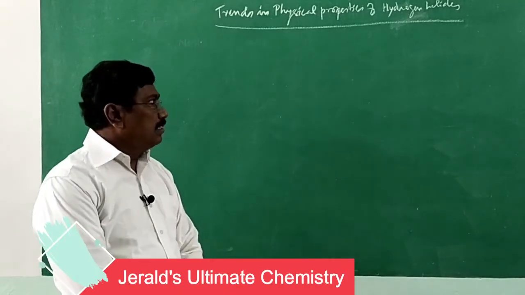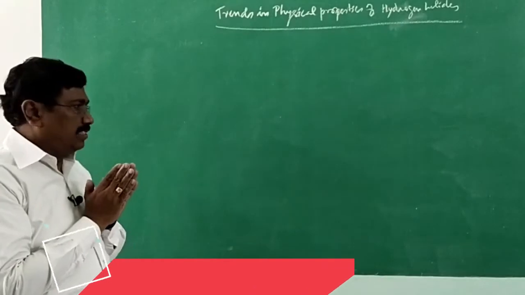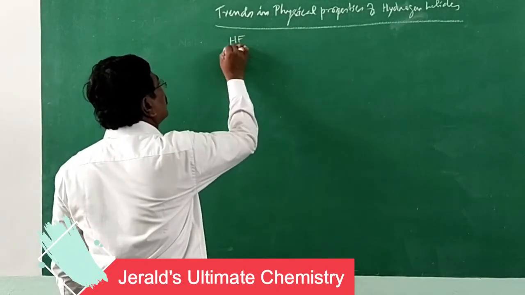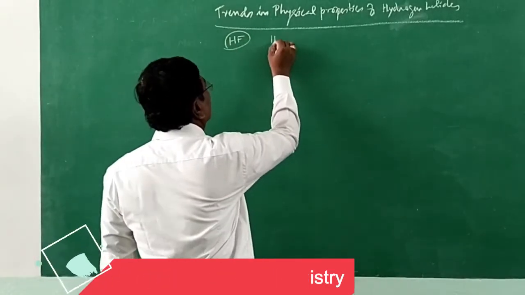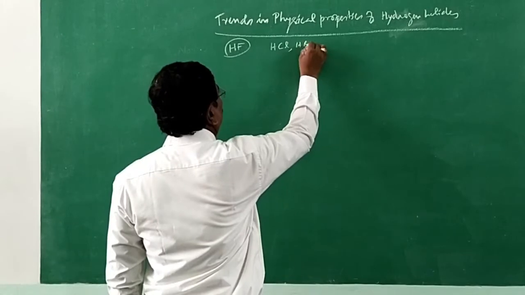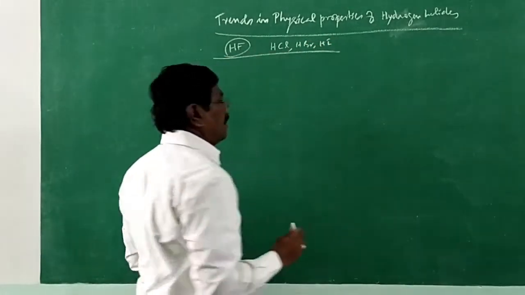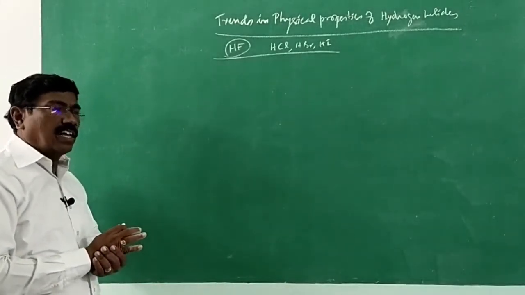Dear students, today mostly we are going to compare among hydrogen halides. Of course, HF behaves entirely different when compared with HCl, HBr and HI. Of course, we find a certain relationship among hydrogen halides in their reactions and all.